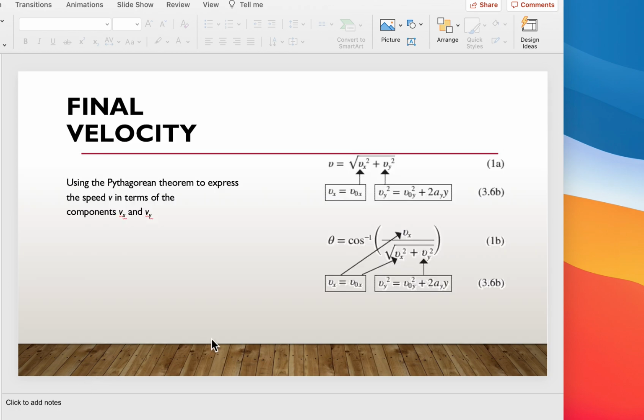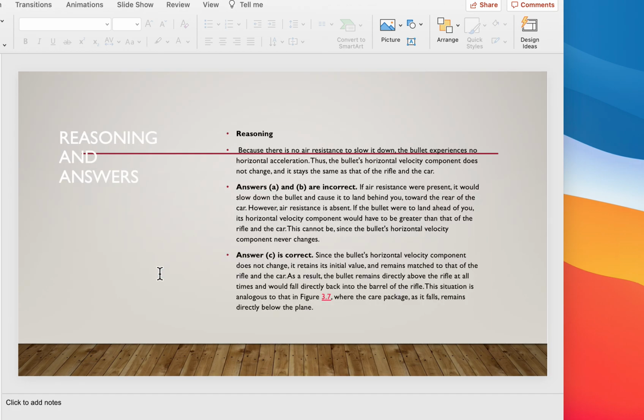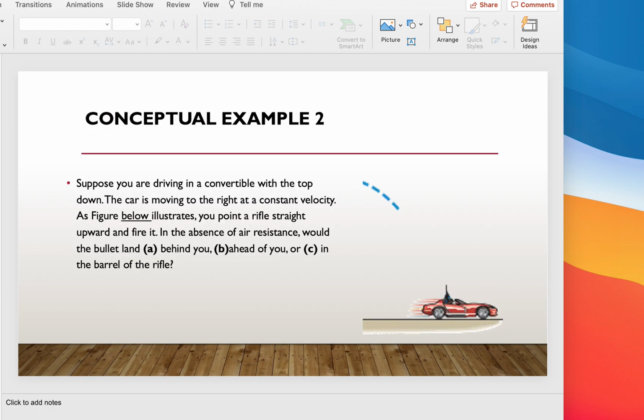The final velocity can be found through these two equations. So the conclusion is, with the data given for the kinematic variables in the x and y direction, we could find the final speed. Like in this question, after 7.0 seconds, the spacecraft has a velocity of 210 meters per second in a direction of 27 degrees above the positive x-axis. Don't forget the direction of the velocity.